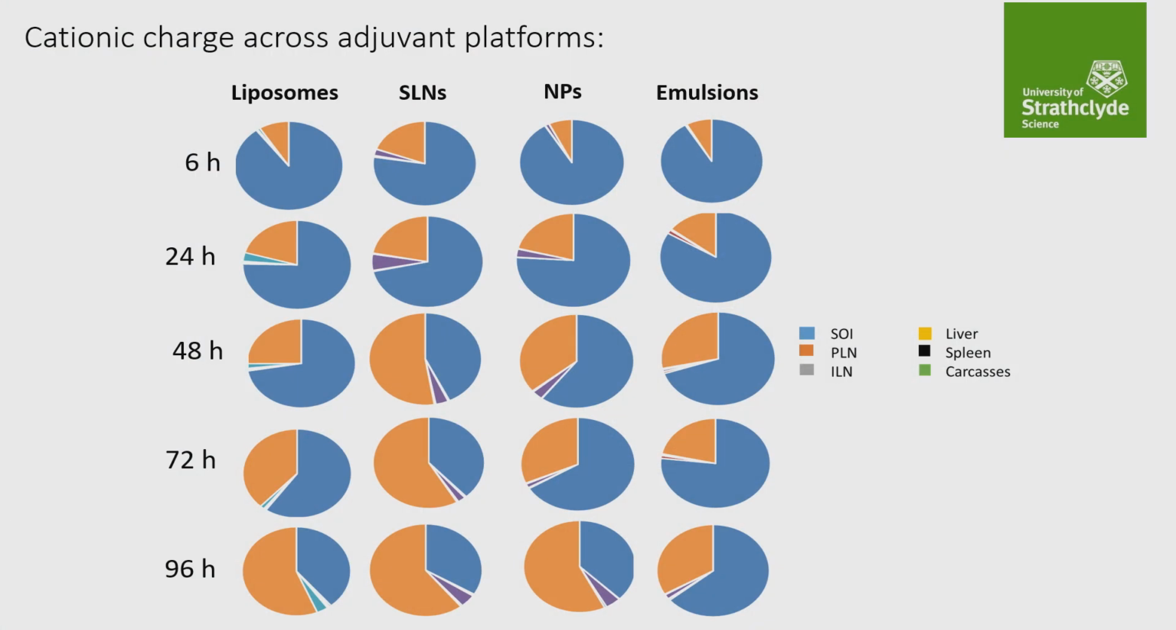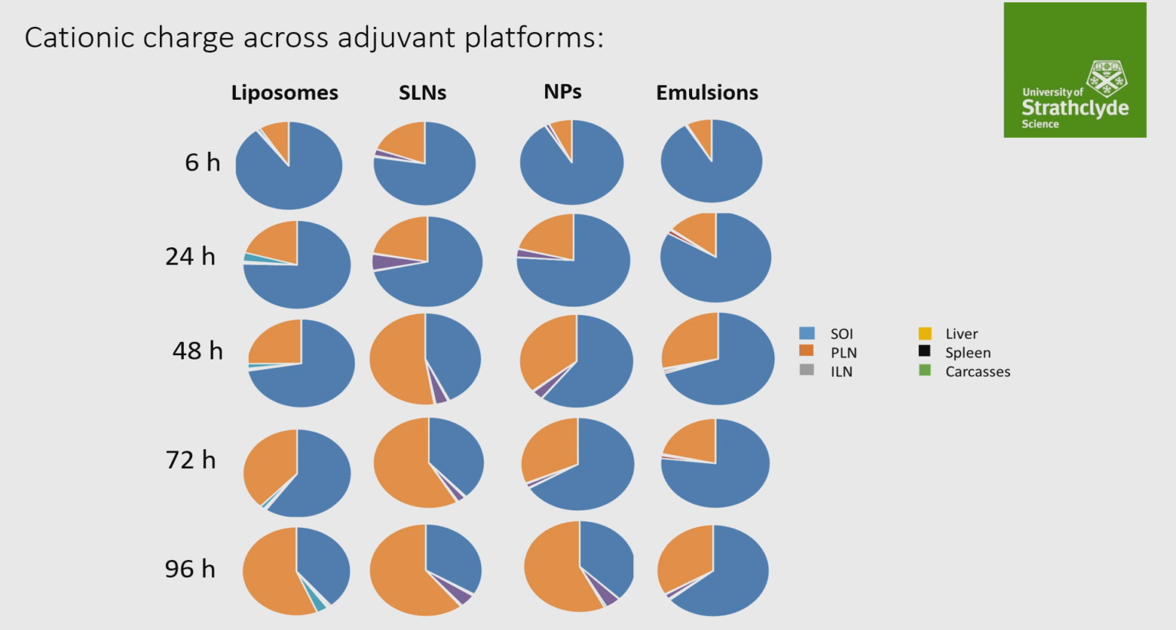We might as well just stick it onto the surface and make the process as simple as possible. So you can see we've worked through many parameters to optimize it. And actually this cationic charge forming a depot really isn't restricted to liposomes. So here we have liposomes, solid lipid nanoparticles, polymeric nanoparticles in emulsion, and you can see over time from 6 hours to 96 hours, this is the amount of the adjuvant sitting at the injection site.